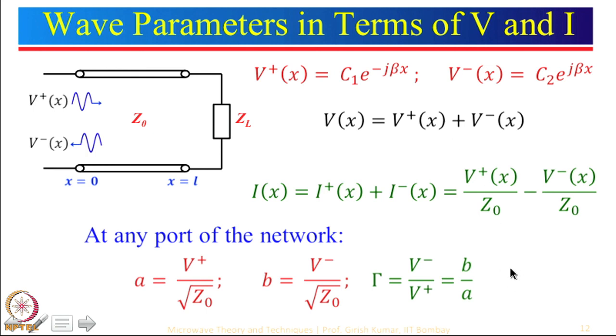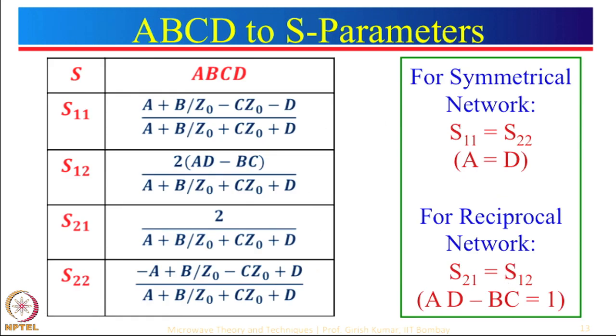So now I am going to show you the relation which relates ABCD to S parameters. The detailed derivation you can find in any one of the books which I had mentioned. For example, you can see Pozar book or you can see Collin's book and other books.